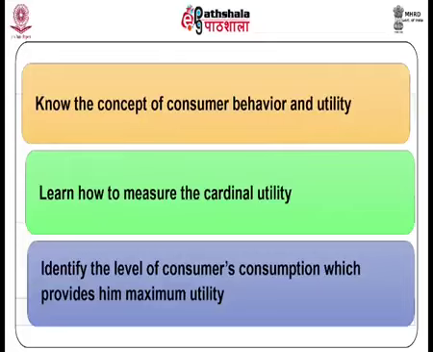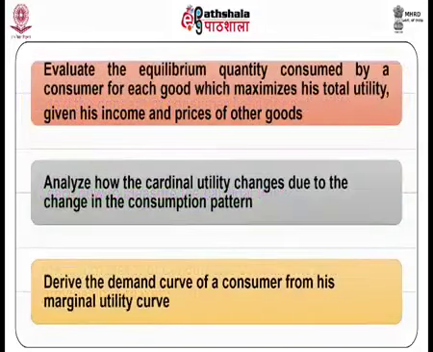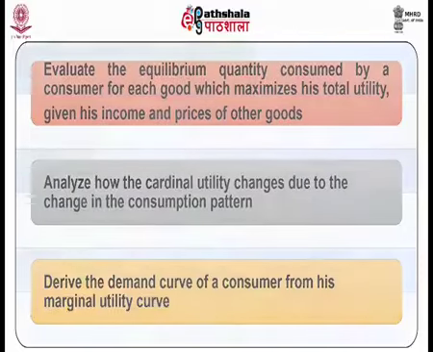After studying this module, you shall be able to know the concept of consumer behavior and utility, learn how to measure the cardinal utility, identify the level of consumer's consumption which provides him maximum utility, evaluate the equilibrium quantity consumed by a consumer for each good which maximizes his total utility given his income and price of other goods, analyze how the cardinal utility changes due to the change in the consumption pattern, and derive the demand curve of the consumer from his marginal utility curve.